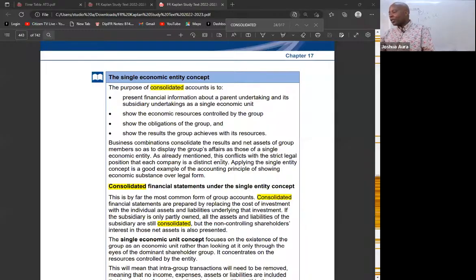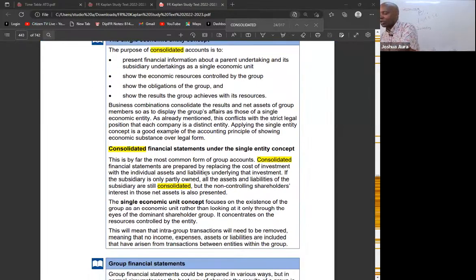As already mentioned, this conflicts with the strict legal position that each company is a distinct entity. Applying the single entity concept is a good example of the accounting principle of showing economic substance over legal form. Legally, they are separate, but economically, they are one thing because of what here? Control. We're not writing any notes because I'll share this book with you immediately after this.